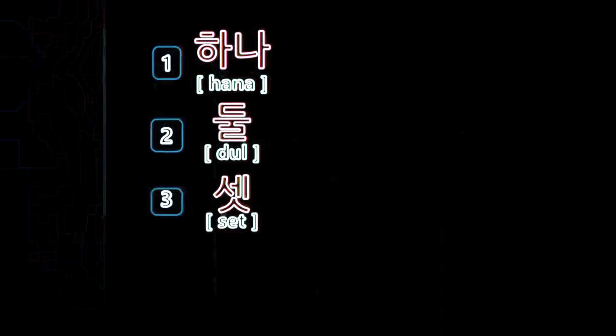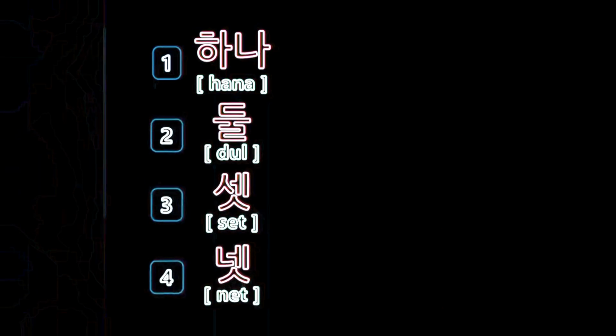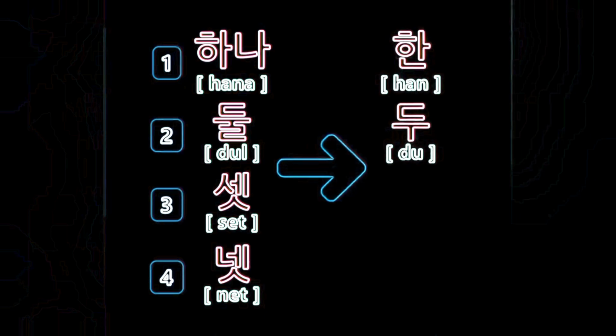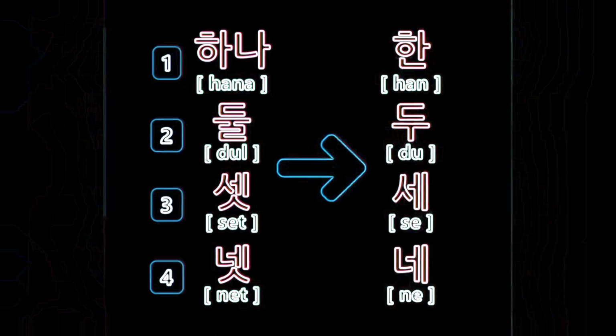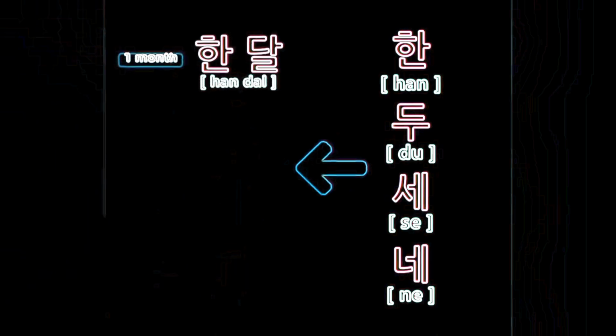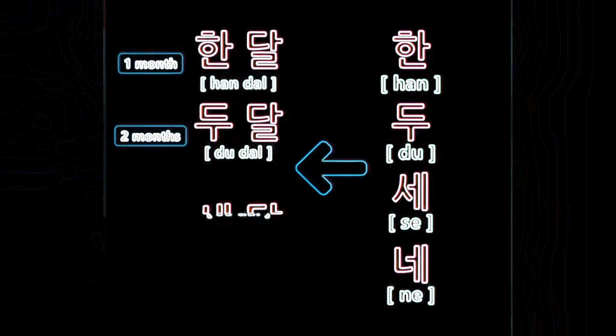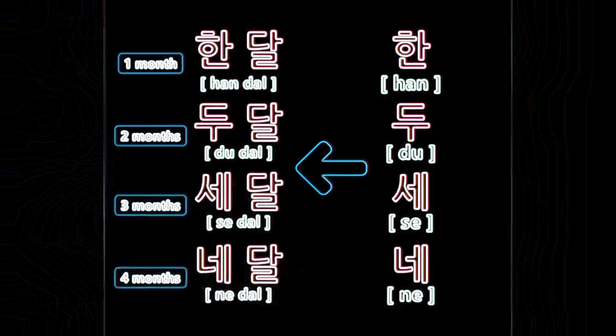Note that the numbers 하나, 둘, 셋, and 넷 change their form when used with counters. Instead of 하나, 둘, 셋, and 넷, they become 한, 두, 세, and 네. That means the first 4 months are 한 달, 두 달, 세 달, and 네 달. Here is how you can use the duration of months in some sentences.